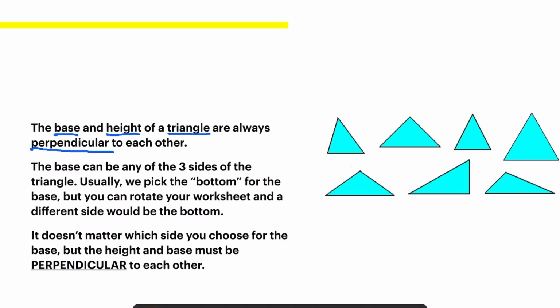The base actually can be any one of the three sides of the triangle. So this could be the base, this could also be the base, and this could also be the base of a triangle. But usually, we pick the bottom of the triangle to be the base. So let's say for this triangle, we usually take it that the base is the part of the triangle that faces the bottom. But you can always rotate and turn your worksheet around and decide whichever bottom you want to be the base. It doesn't matter which side you choose, but importantly, the height and the base must be perpendicular to each other. Remember this. They must be perpendicular.